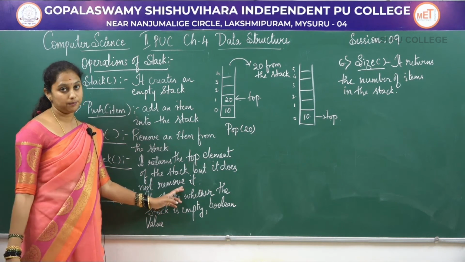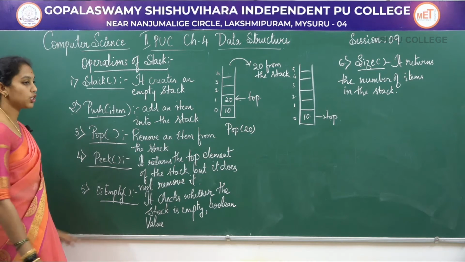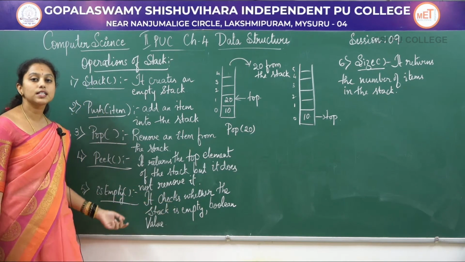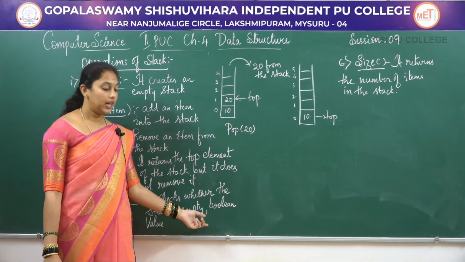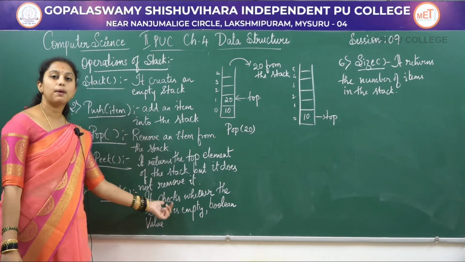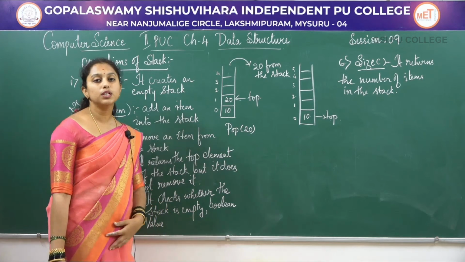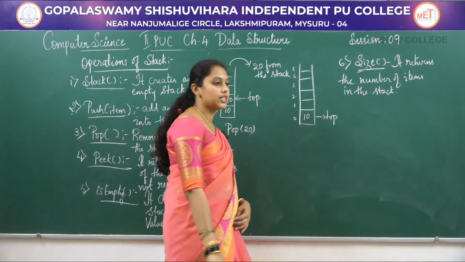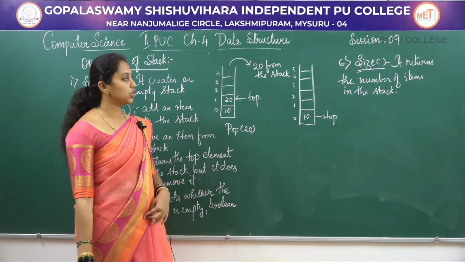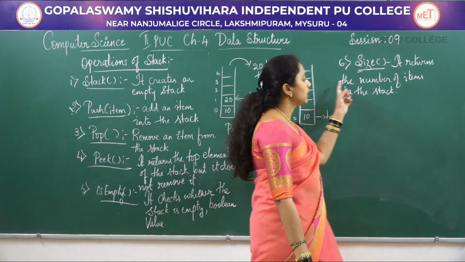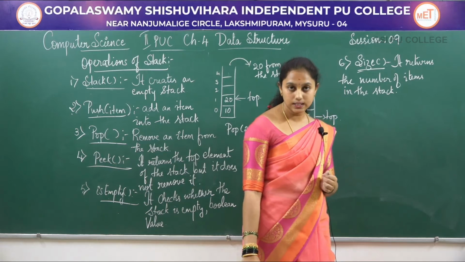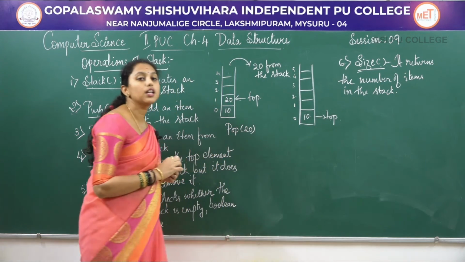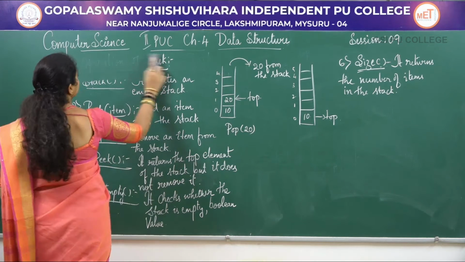When it comes to the isEmpty function, it is used to check whether the stack is empty or not. It does not require any parameters, but it will return a Boolean value. And the last operation is the size function. The size function is used to return the number of items in the stack. It does not require any parameters, but it will return an integer value.